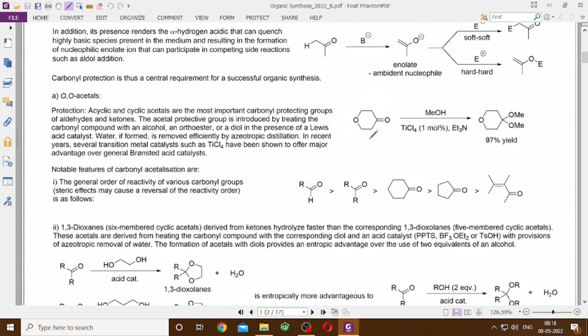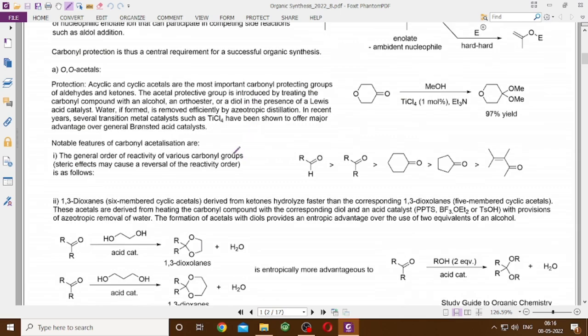We treat the carbonyl with an alcohol in the presence of an acid catalyst, like a Bronsted or Lewis acid catalyst, and then under anhydrous alcohol medium we convert the C double bonded O into a corresponding acetal. The acetal protection can be done also by diols, can be also done by orthoester, etc. Water is a byproduct of this reaction, which is generally removed by azeotropic distillation.